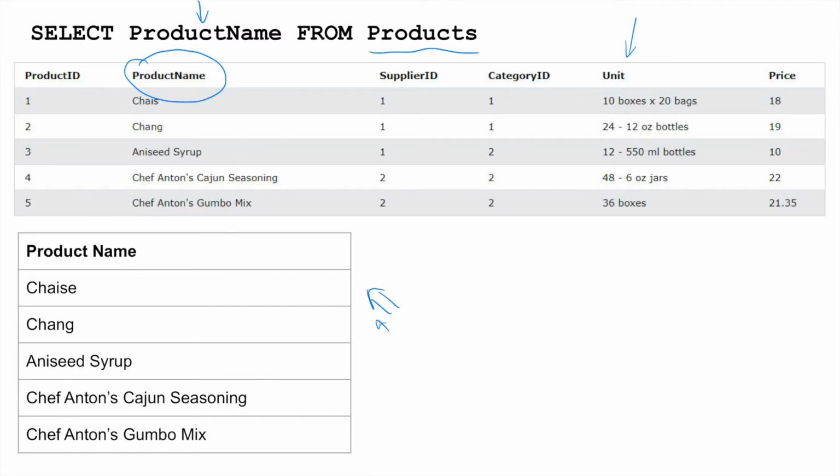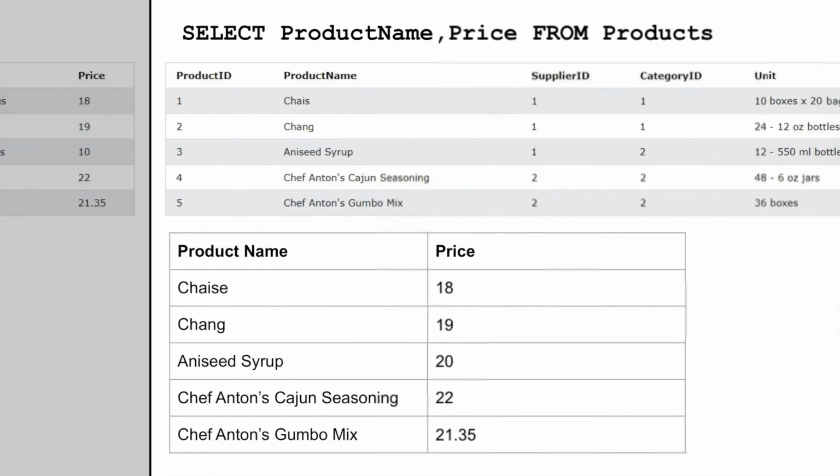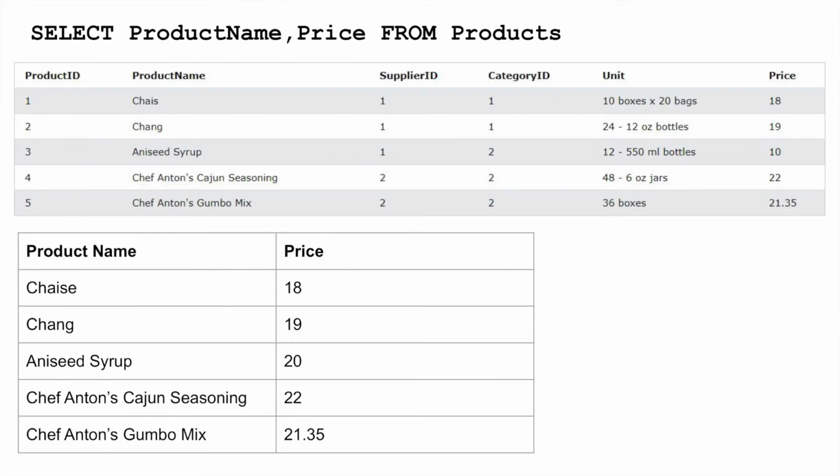We want everything in the product name field. Now we can work with more than one field at a time. For example, right here, we're working with both the product name and price fields. So we want to get everything in the product name and price fields from the table products. This is what our output ends up being. We get everything from the product name and price fields. Notice these are all in the same order as they're displayed in the table, and they're all matching. So we have Chai, which has a price of 18, Chang, with a price of 19, and so forth. So there are going to be matching pieces of data between the fields.